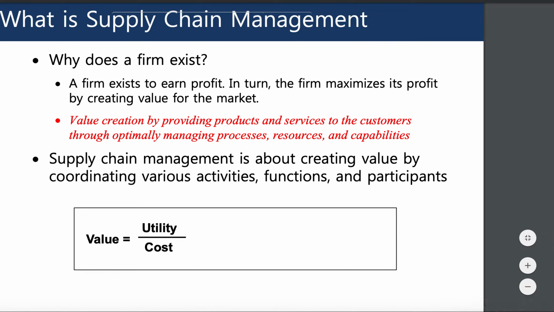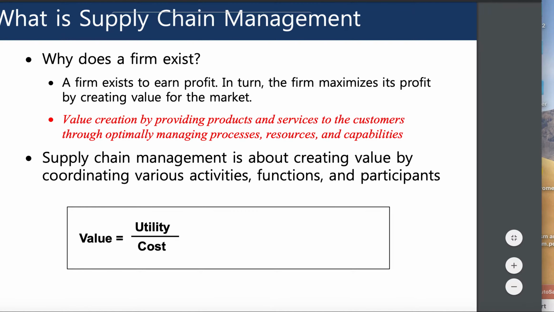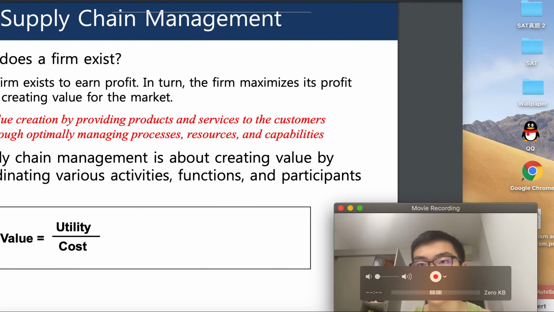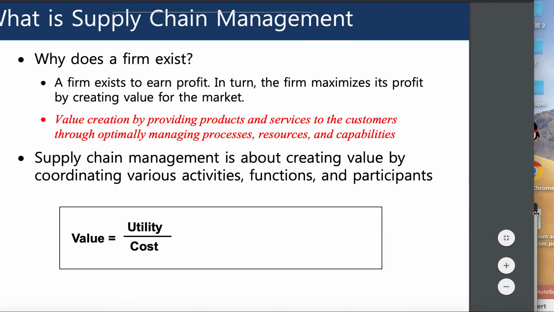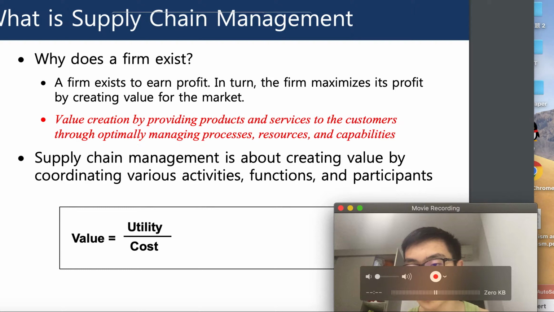Lecture in supply chain management. So this is our introductory lecture. In the last lecture, I talked about the moral and philosophical foundation of this course, and in this lecture, we're actually starting with an introduction to the subject of supply chain management.